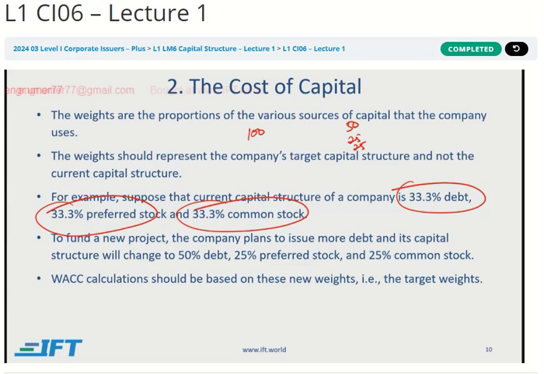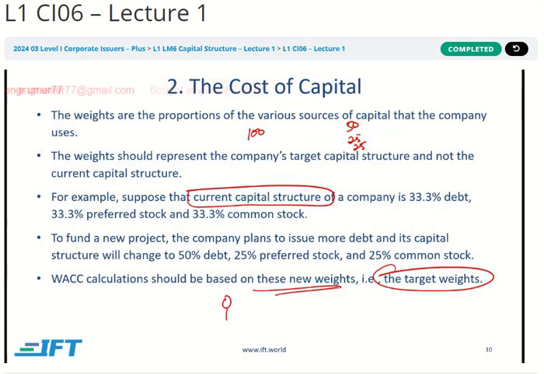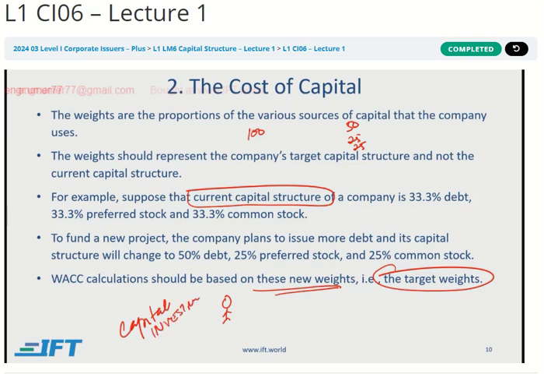Now, sometimes what happens is the current weightage or the current capital structure is different than what they are planning to have in future, right? The target weights or the new weights, we always have to take the target or the new weights. Why? Because as an analyst, what are you doing? You have your capital investments on one side that the company is planning on making, and you are trying to calculate the NPV for these, right?